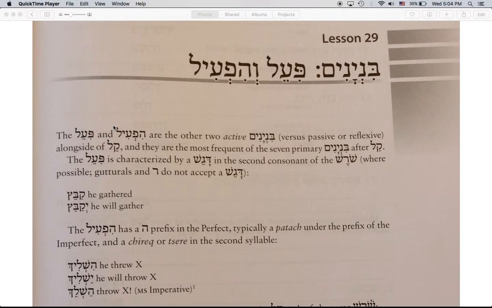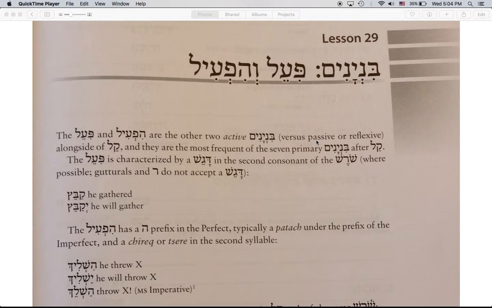In lesson 29, we learn two new binyanim, the piel and the hiphil. So we see here the piel and the hiphil are the other two active binyanim, as opposed to passive or reflexive.